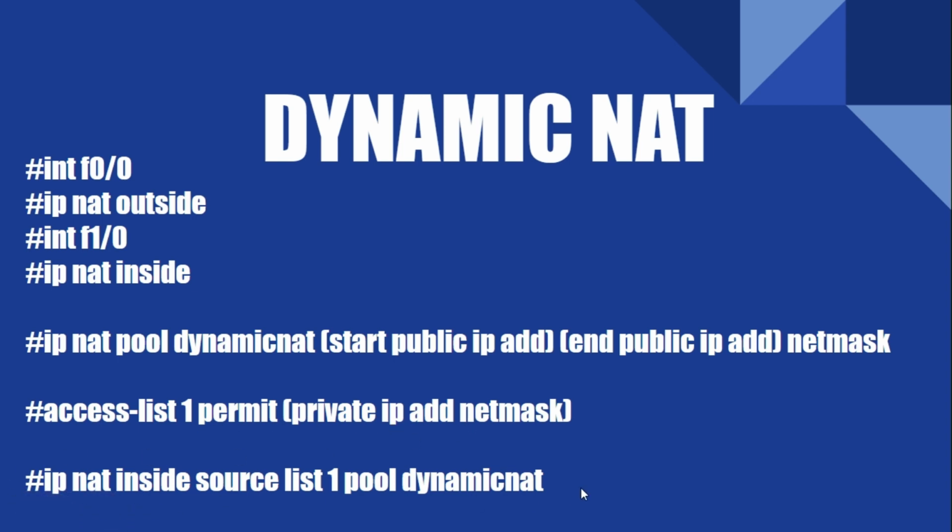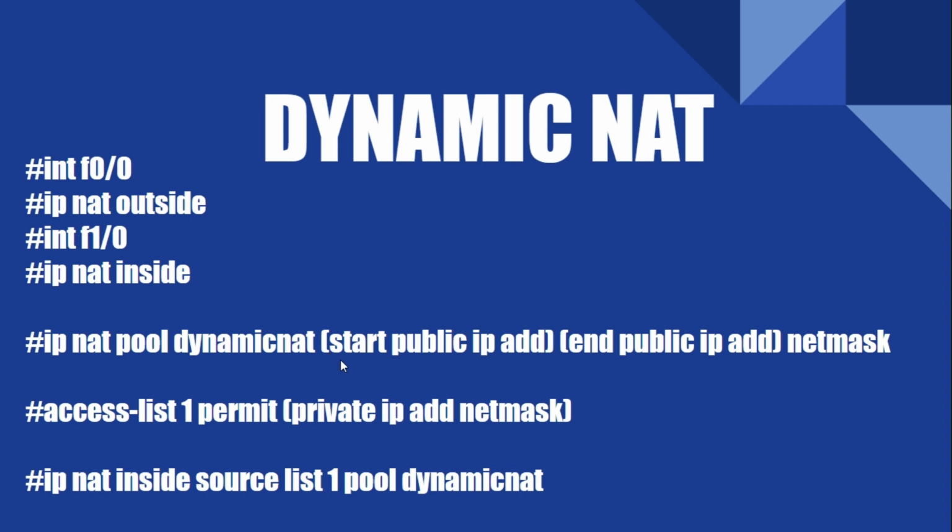The last command here is ip nat inside source list 1 pool, and then whatever you named it. So whatever name you decided to name your pool, you're saying, hey, we're going to use the ip nat inside source list, whatever list it is, and you're basically combining these three. You need to have these three commands in order for the dynamic NAT to actually work.